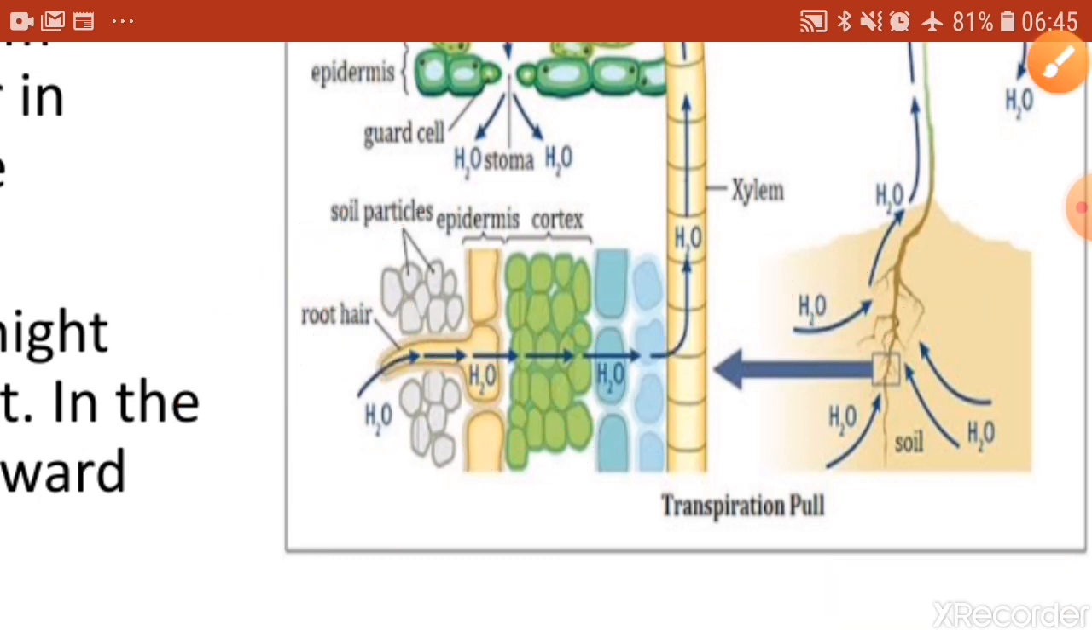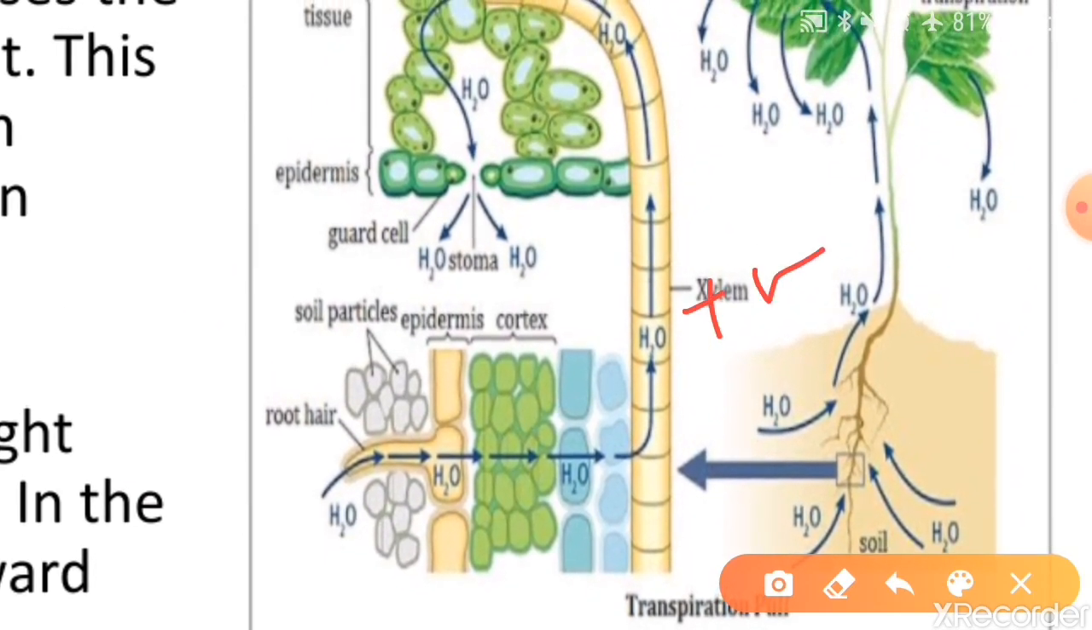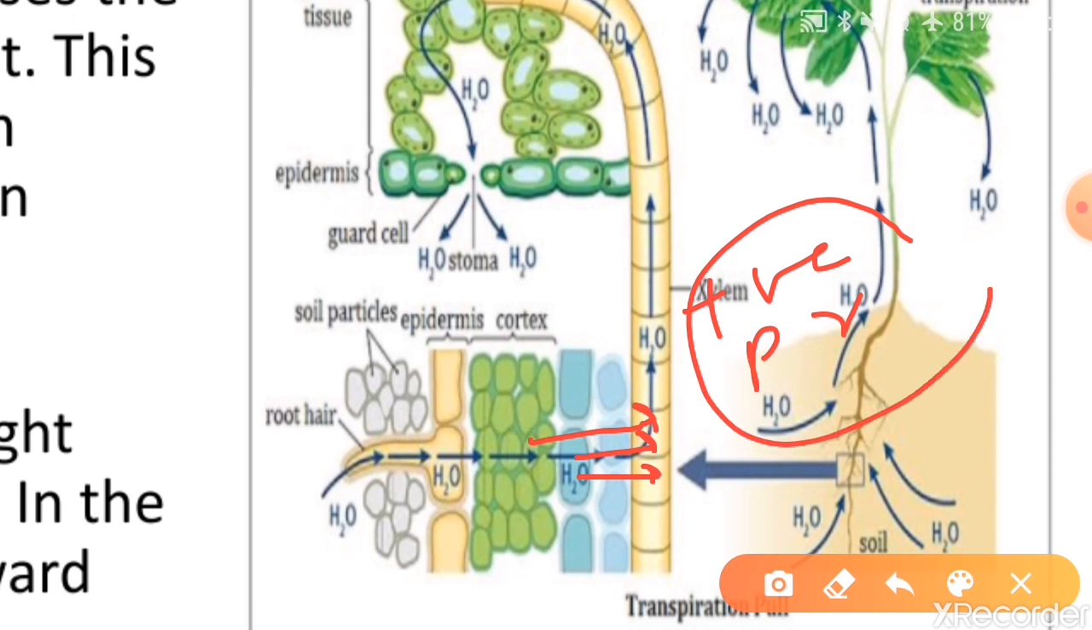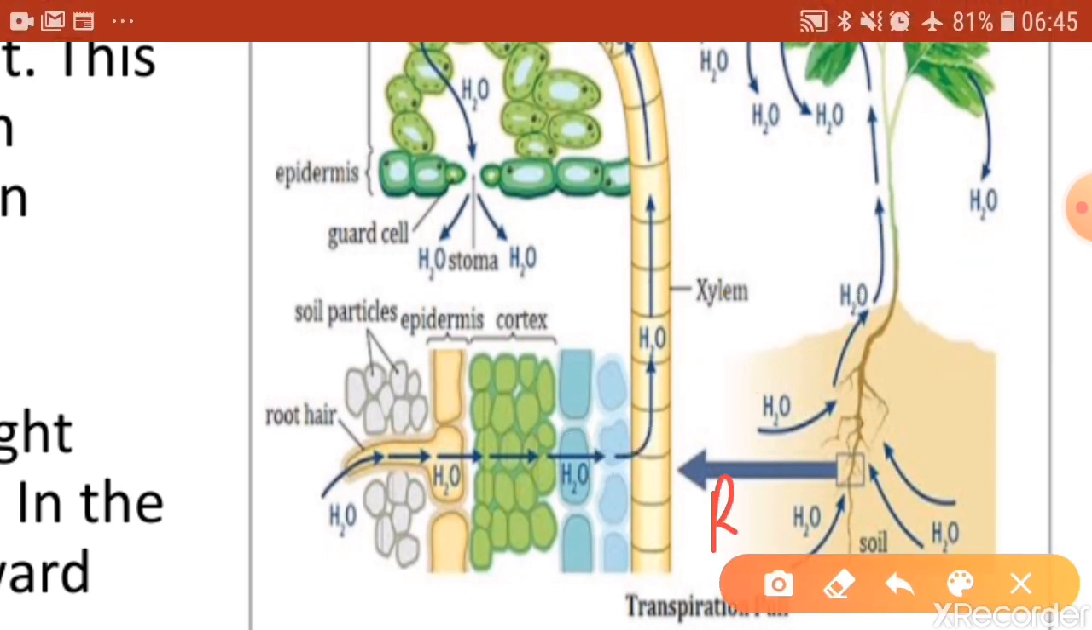positive pressure builds up in the root. There is a positive pressure that builds up in the root, right? And this positive pressure that develops in the root is what is called root pressure. Okay, this is called root pressure.